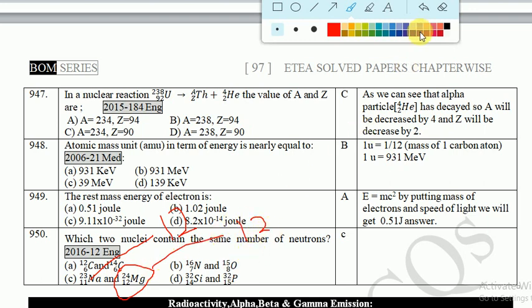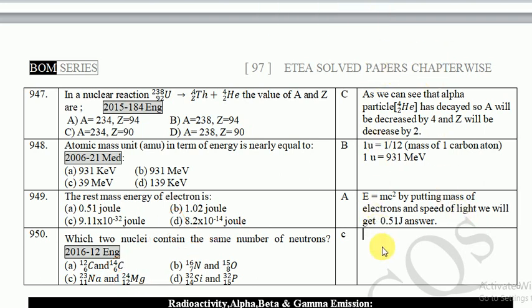No need to go into option D, because option C is correct. For that case we know that Na is 23 minus 11, which is equal to 12. In the second case for Mg, we know that 24 minus 12 is equal to 12. So this is correct. Now going to the next MCQs.